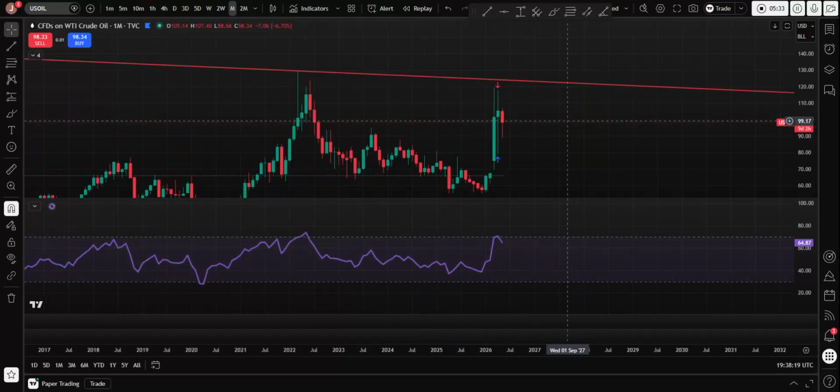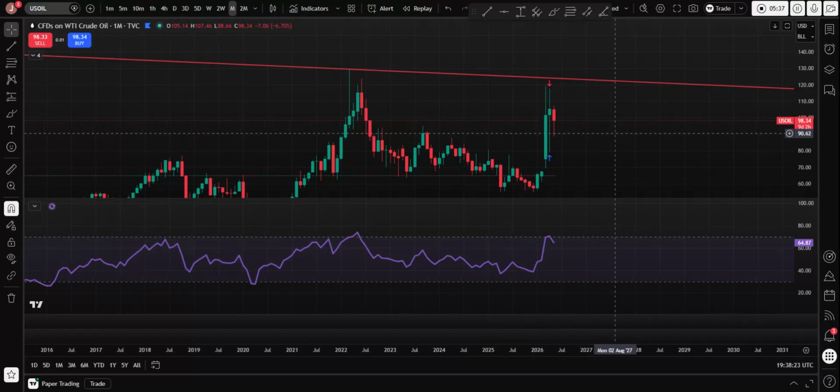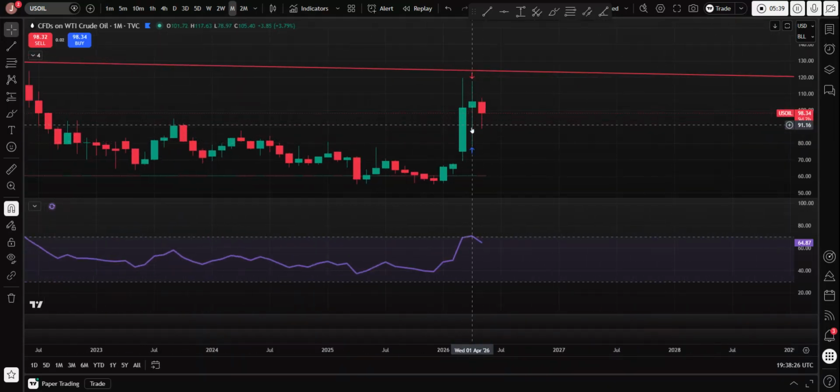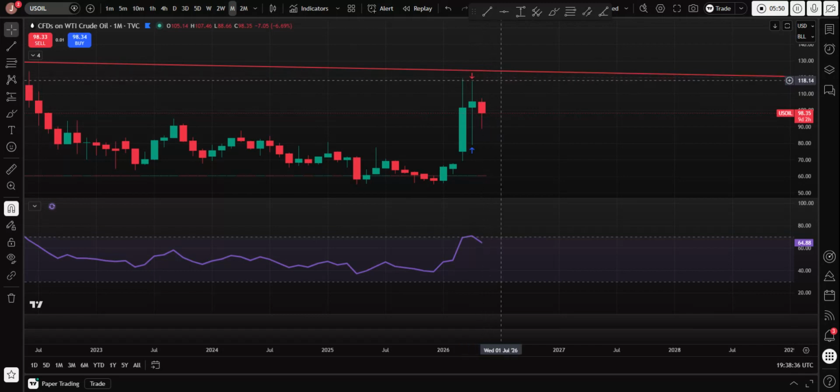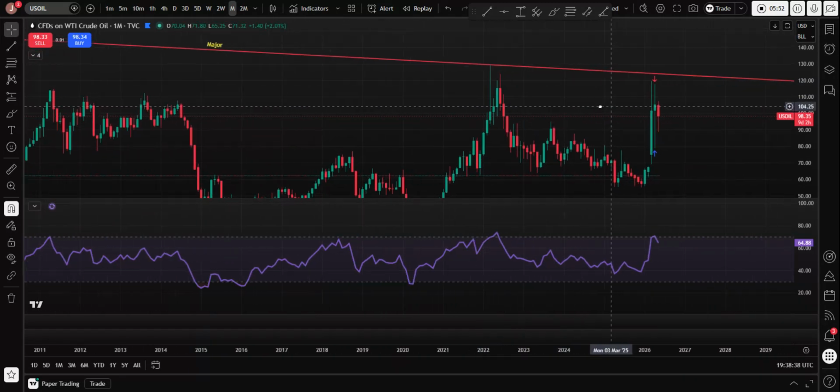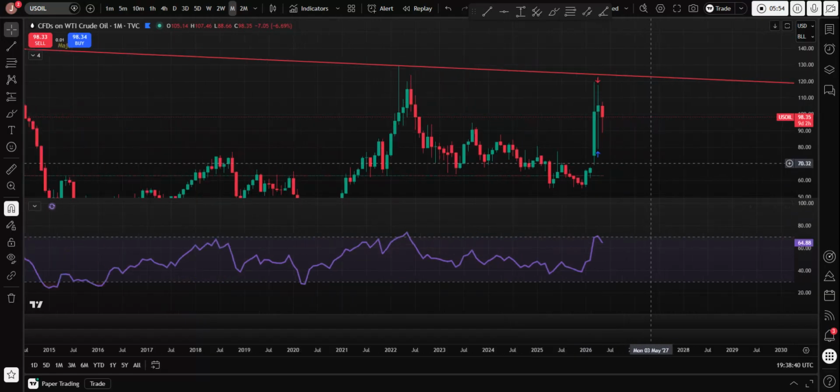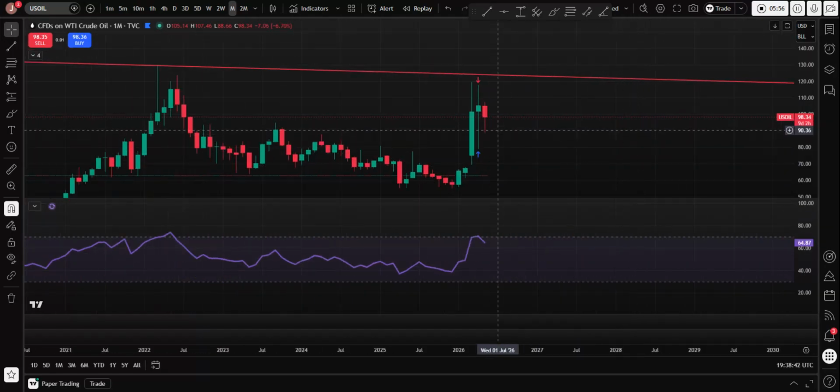Then you can see recently, we did kiss it. We came back down over here. You had this doji candle here. Eventually price came down to $78.87, and then it came back to test the highs over here at $120, but it still never touched the red line of the major resistance high.